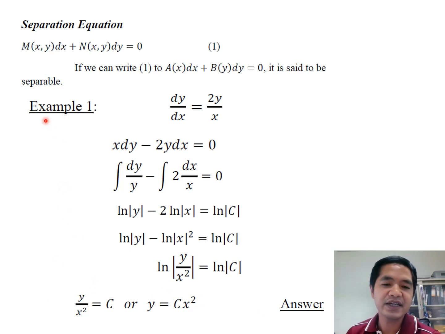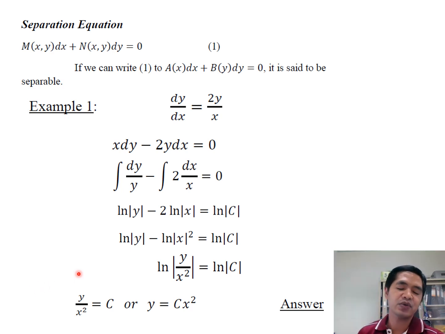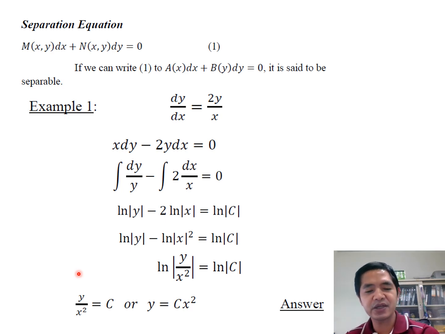This is the very simple one, which is the separation equation. So whenever you have an ODE problem, the first thing you do is separate the equation. If you cannot separate the equation into this general form, a(x) dx plus b(y) dy equal to 0, then you have to try other methods. Okay.